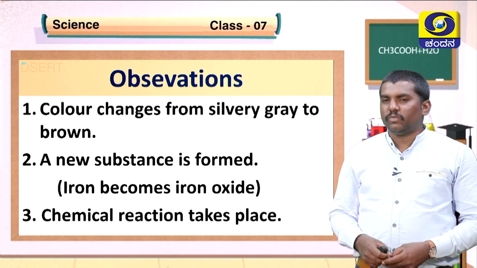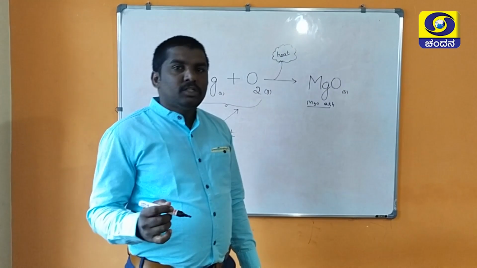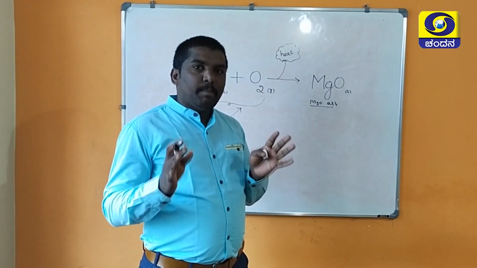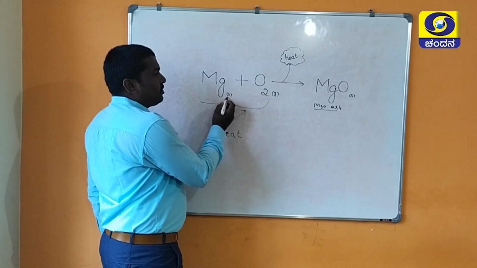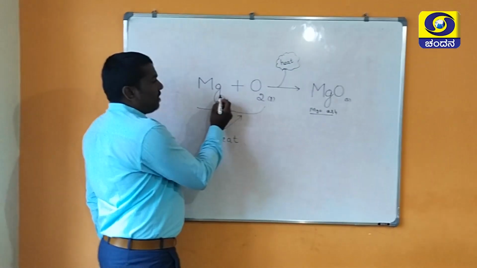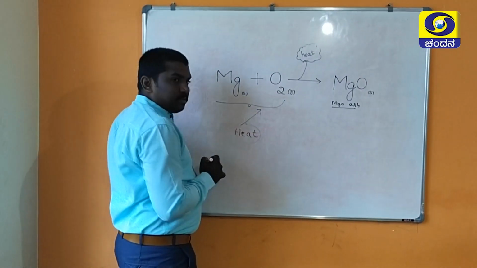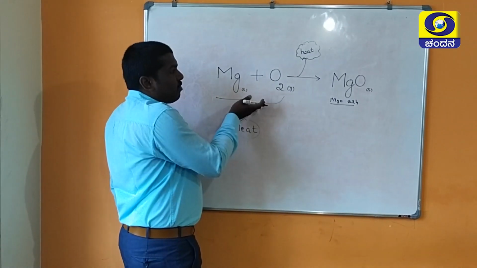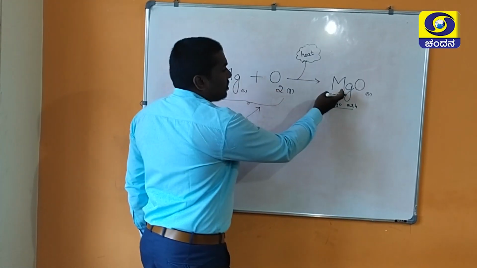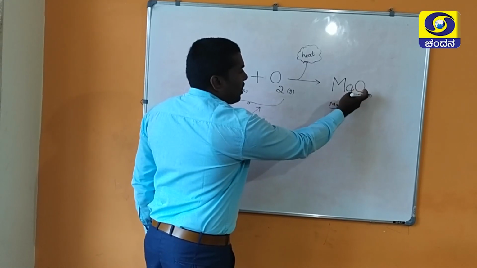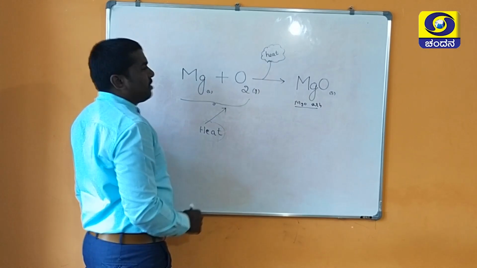Now watch this video, burning of a magnesium strip. Dear students, you know about the metal magnesium. Its symbol is Mg. It is in solid state. The reaction between magnesium and oxygen requires heat. If you supply a certain amount of heat, magnesium reacts with oxygen and gives a solid material, magnesium oxide. It is an ash of magnesium oxide.